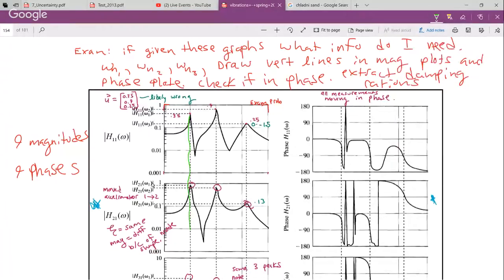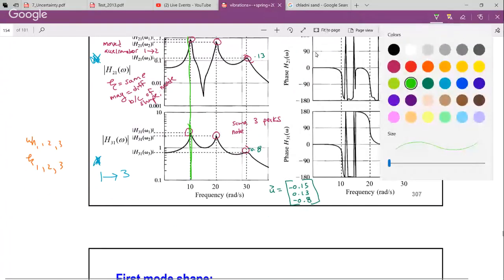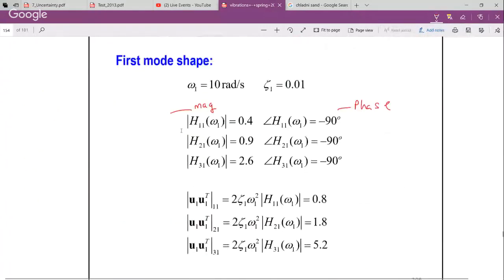What else do we need to get the mode shape? The magnitude only at that frequency, right? And then the phase only at that frequency. So that's what's on the next slide. The first mode shape header should be the giveaway, right? So there's my frequency, there's the damping ratio, there's the information.